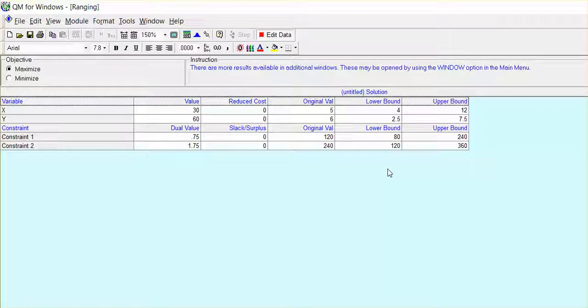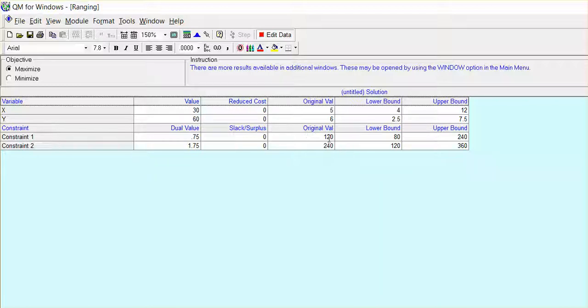For B, it says that the right-hand side of constraint 1 were increased by 1 unit. Okay, constraint 1, we have the original value of 120, and we're saying if we can go out and hire 1 more unit of whatever that resource is, at 121, how much would the profit increase?